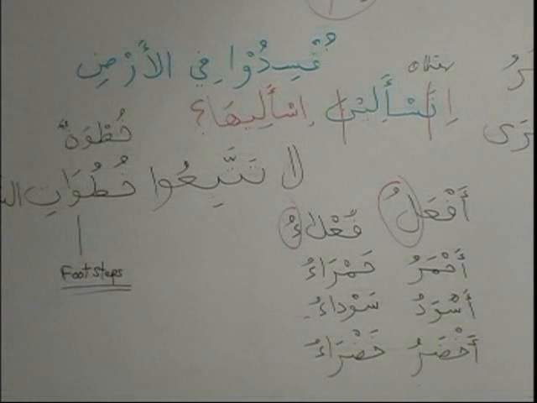Takhruju. She leaves. Thumma tadkhulu. And then she enters. Ba'da qalil. After a little while. Hiya takulu. What is the meaning of that? She says. Hiya takulu. She says. Innaha. Look at it. Innaha. Not annaha. Why innaha?